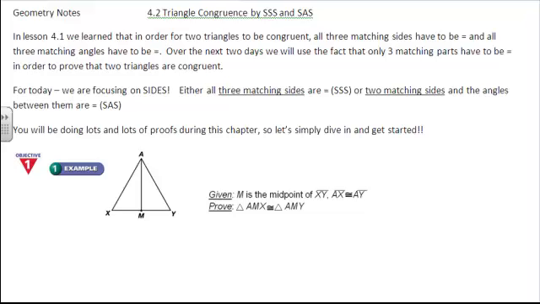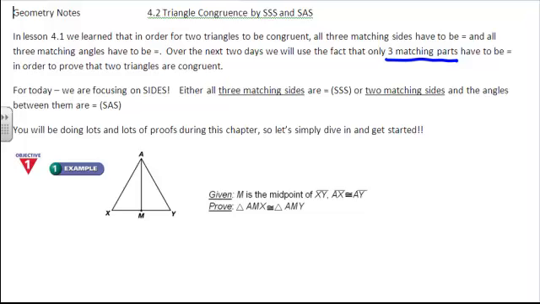All right. In lesson 4.1, we learned that in order for two triangles to be congruent, all three matching sides have to be equal and all three matching angles have to be equal. However, over the next 2 days or 2 lessons, we're going to actually use the fact that we only need 3 matching parts. You need 3 matching parts equal in order to prove that two triangles are congruent.